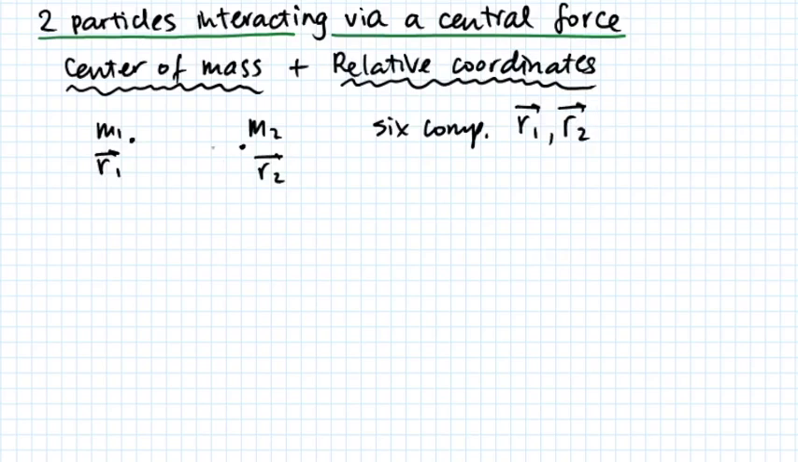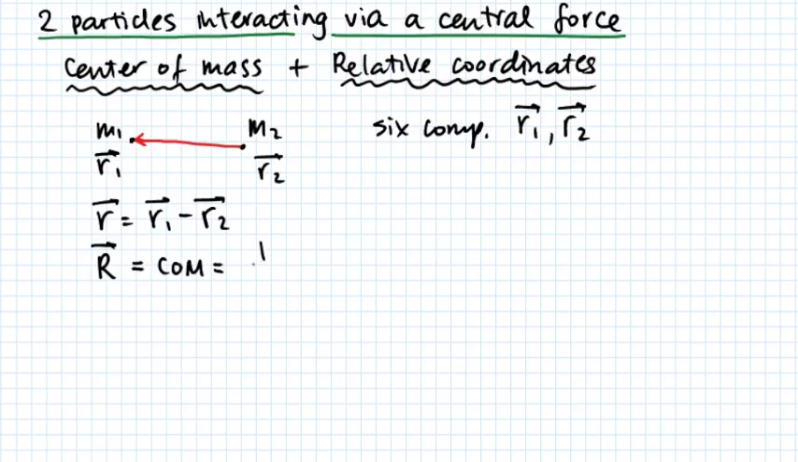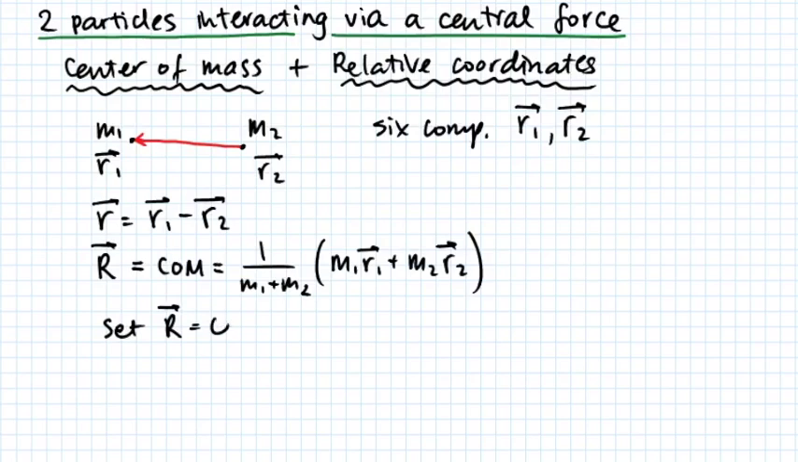We will define vector r, which is given as r1 minus r2, relative coordinate. And we will also define center of mass, capital R, which is given as 1 over total mass times m1 r1 plus m2 r2. Right away we can set capital R to 0 because center of mass is inertial reference frame.